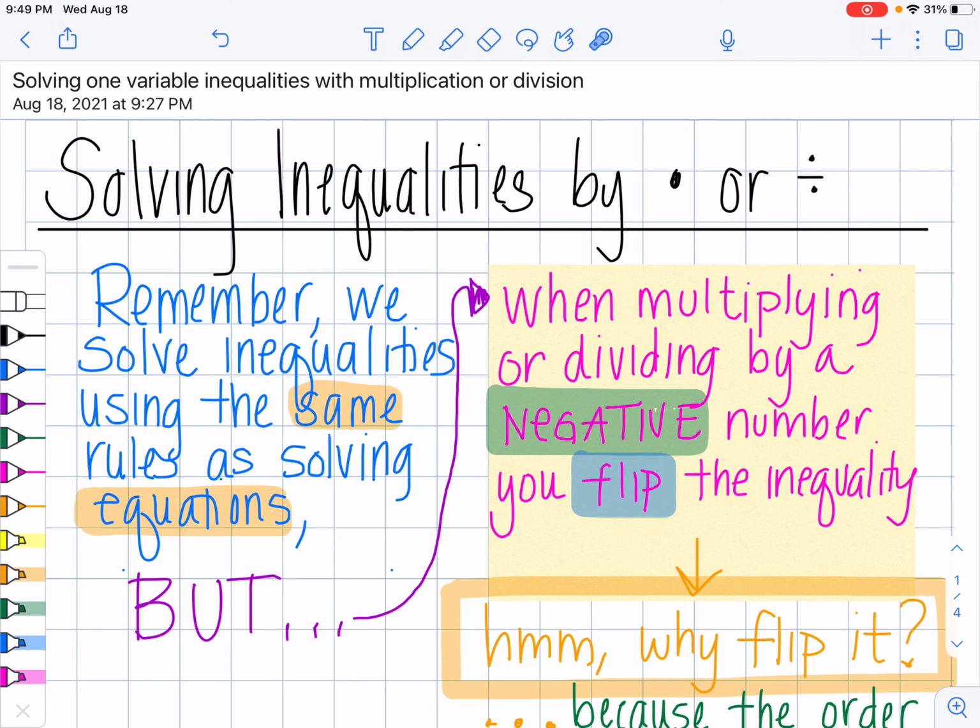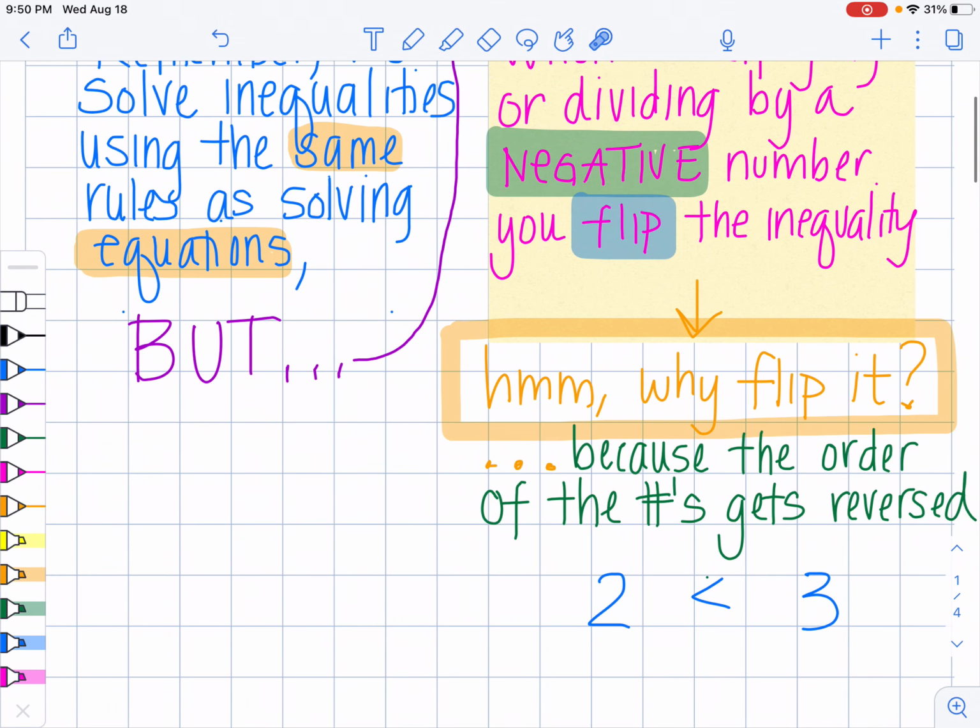the inequality. Now, when I was in school, I never really learned why. My teacher always just said, well, you just need to flip the inequality. Okay, well, why? Why do you even have to do that? Because the order of the numbers gets reversed. So let me just show you what I mean so that you can understand the why. If you don't fully understand it, that's okay, but just so you have a general idea.